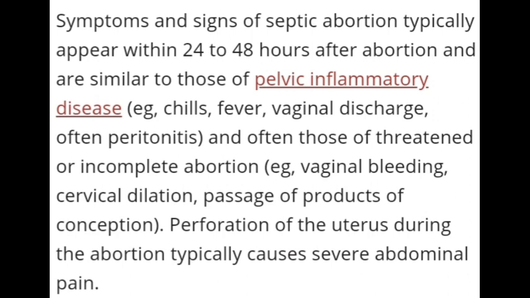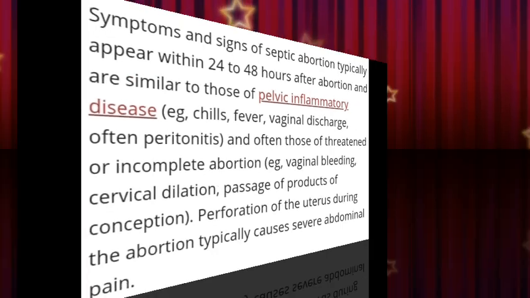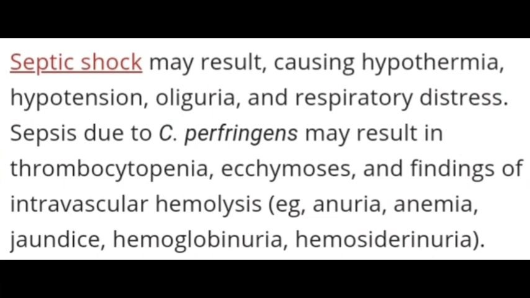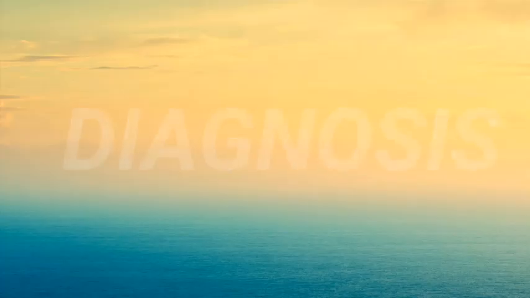Perforation of the uterus during the abortion typically causes severe abdominal pain. Septic shock may result, causing hypothermia, hypotension, oliguria, and respiratory distress. Sepsis due to C. perfringens may result in thrombocytopenia, ecchymosis, and findings of intravascular hemolysis: anuria, anemia, jaundice, hemoglobinuria, hemosiderinuria.